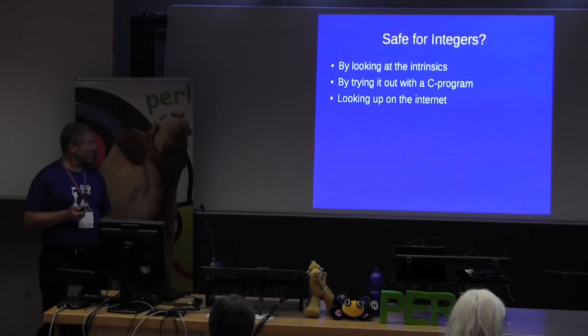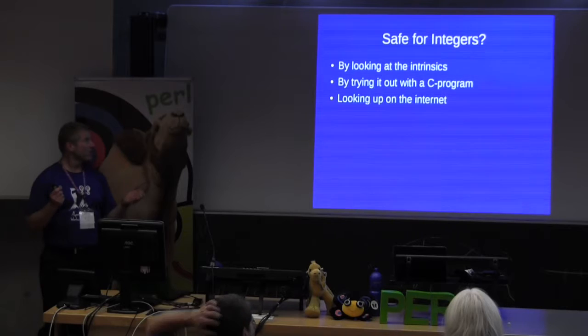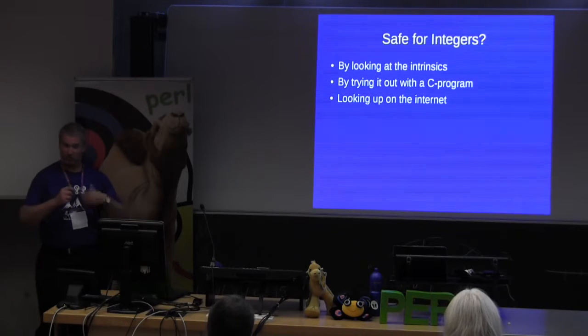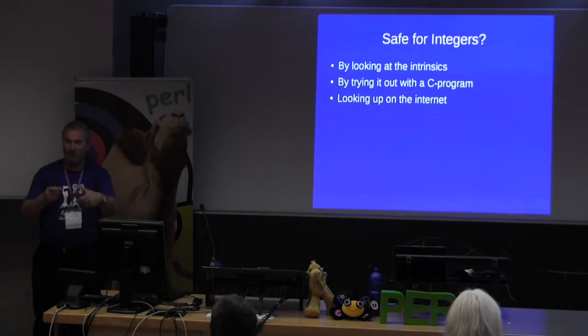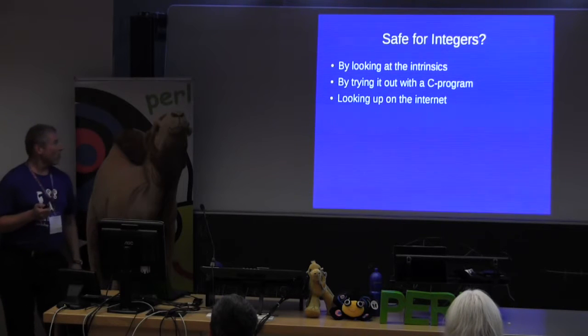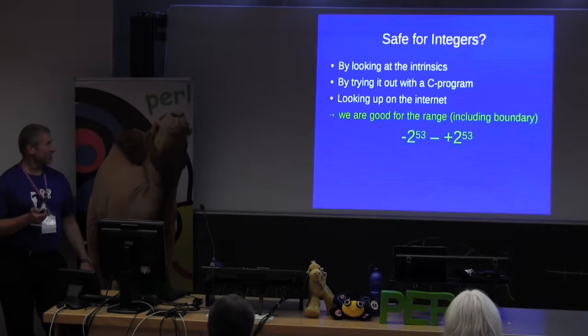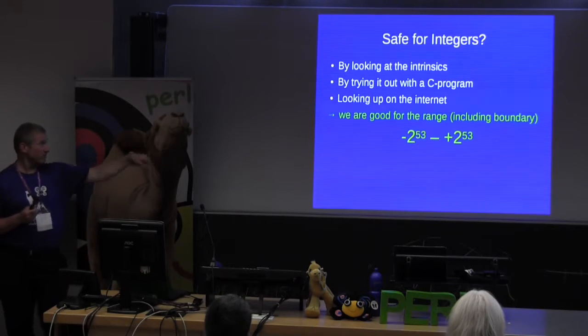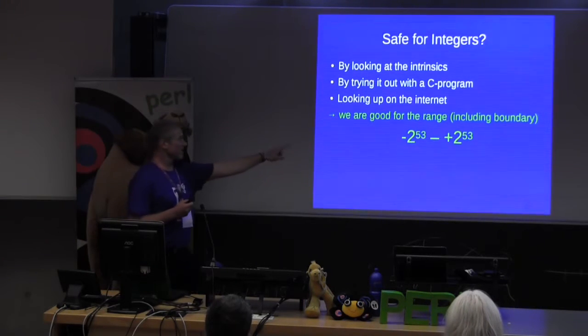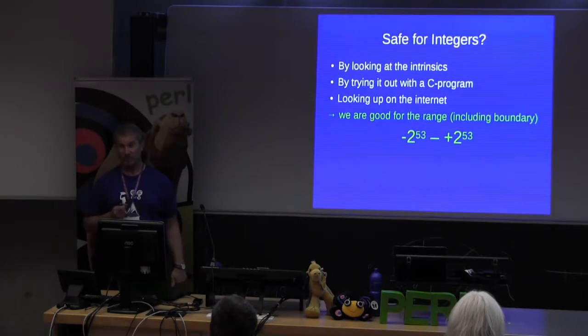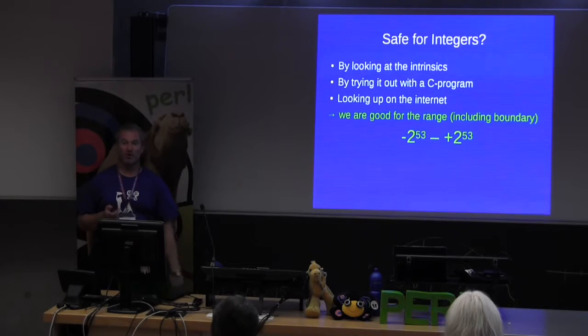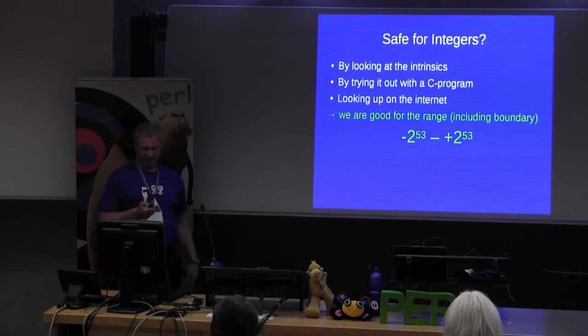So then we can look into the intrinsics and look at the documentation. We can try it out with a C program, which is really going to the raw iron to see where it's going. Or we can look it up on the internet and we all get the same results. So we are good if we are inclusive of the boundaries from minus 2 to the power of 53 to plus 2 to the power of 53. It's 1 more than we would expect, because the 1 in the mantissa, it always starts with 1, that we get for free. We don't have to store it. So therefore it's like that.